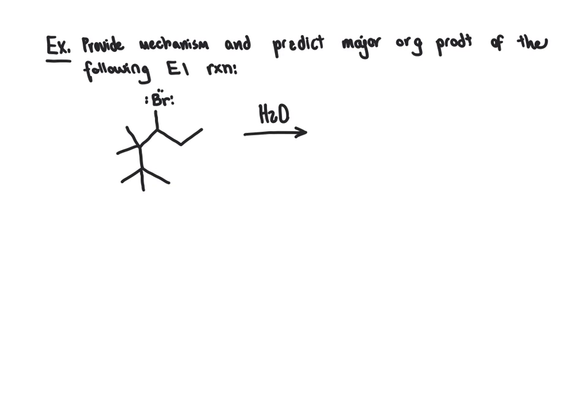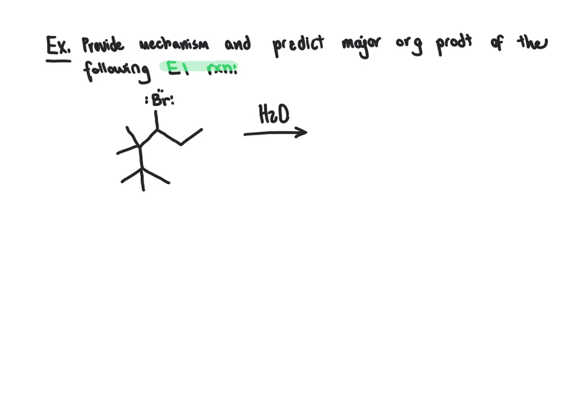In this problem, we're asked to provide a mechanism and predict the major organic product of the following E1 reaction. So definitely when looking at reaction examples, pay attention to the clues that you're given in the text. And the clue you're given here is that it's an E1 reaction. So anytime you see the term elimination or E1 or E2, the product had better have an alkene group in it. So let's take a look at the mechanism to go through this problem.